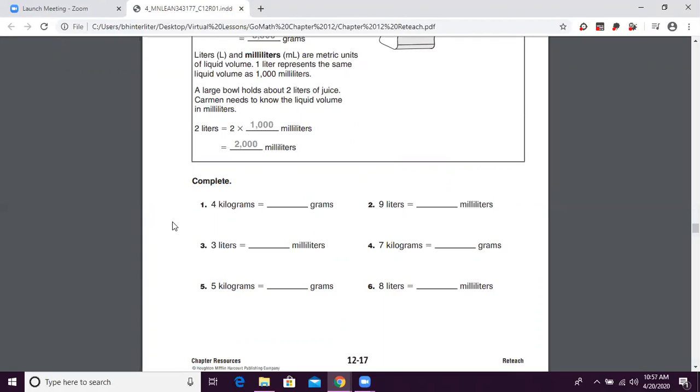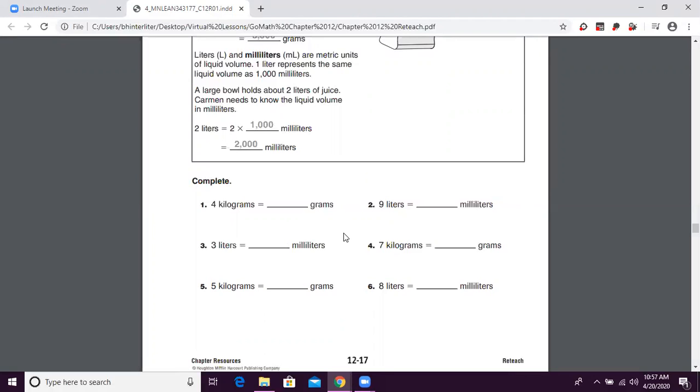Now, we don't have to do anything other than some mental math to get these answers. So let's take a look at number 1. Number 1 says 4 kilograms is equal to how many grams? Well, just like I did above, I'm going to do 4 times 1,000, and I'm going to get my answer of 4,000 grams. Go ahead and pause the video now and take a second to try to figure out through mental math what the other 5 answers are going to be.